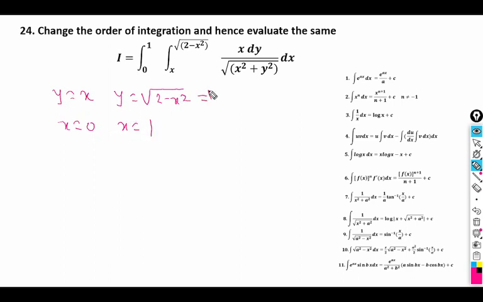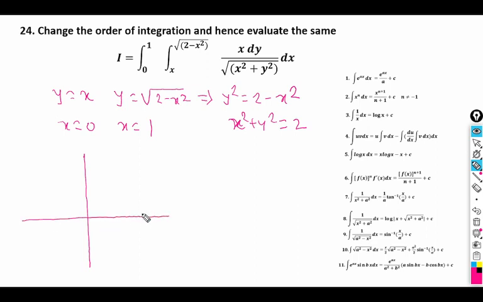But for this curve, if you square both sides, you get y square equal to 2 minus x square. That is, x square plus y square is 2. So we have to draw a circle of radius root 2. Generally, we'll come to that part later. Right now I just want to show you the graph. So x square plus y square is equal to root 2. That is the circle we drew.